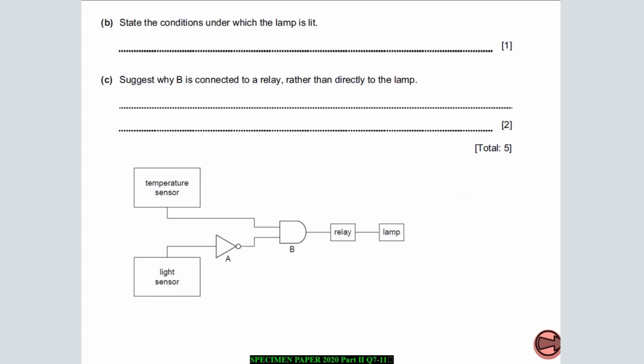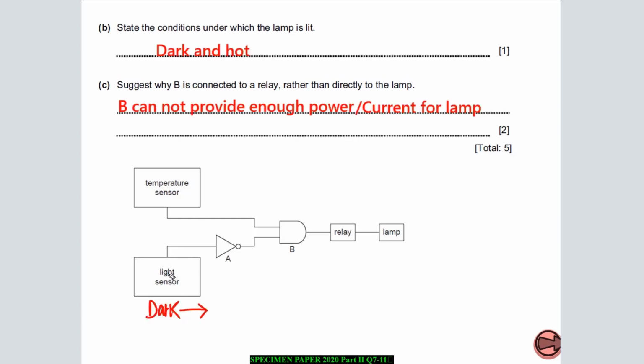The next part is simply asking us to state the condition under which the lamp is lit. If dark, the output of the light sensor is 0. And when it is bright, output of the light sensor is 1. When the temperature outside is cold, output of the temperature sensor is 0. And when it is hot outside, output of the temperature sensor is 1. The lamp has to be on simply when output of B is 1.